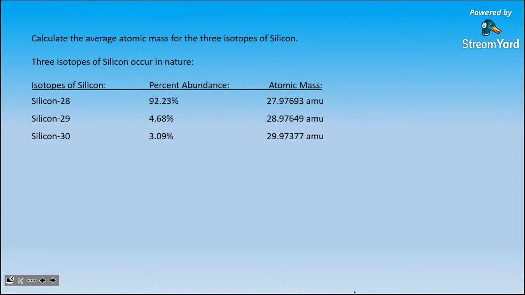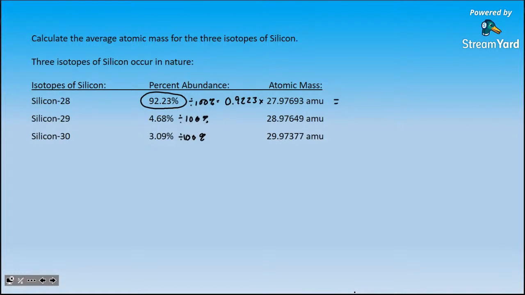Here's how we can calculate this. There are actually two different schools of thought on this, but really the math all comes out the same. Most textbooks are going to want you to take these percentages, that 92.23, and divide it by 100% to get a decimal of 0.9223, and then multiply that decimal by the atomic mass and get an answer. They would want you to do the same thing with the other two percentages as well.